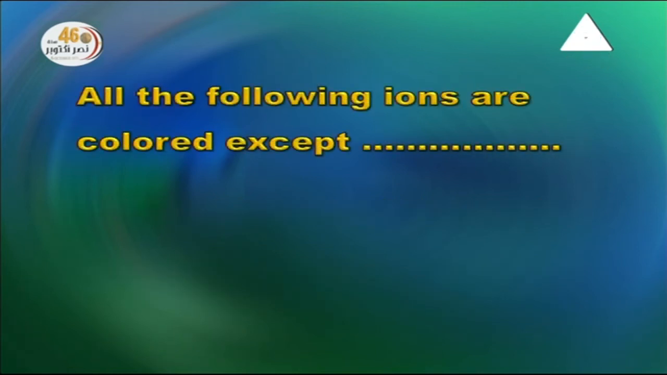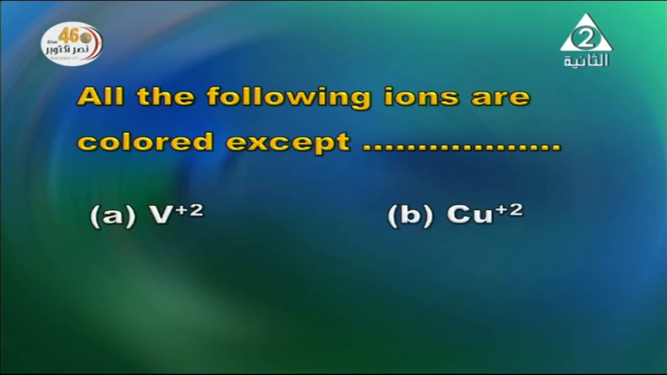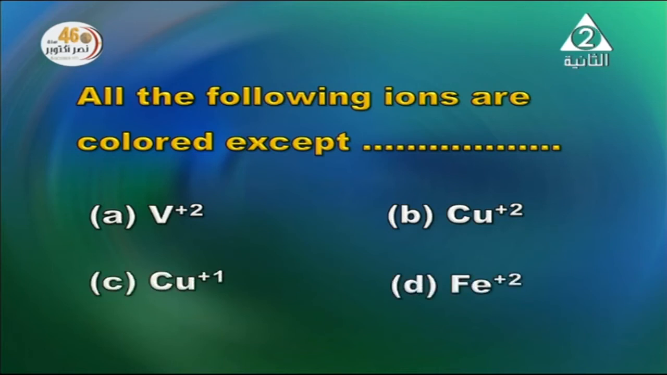Next point. All the following ions are colored except what? Vanadium 2+, copper 2+, copper 1+, iron 2+. My dear student, if you think about it, you have to know that the presence of unpaired electrons gives the color of the compound. No unpaired electron, it will be colorless. So all the following ions are colored, having unpaired electrons, except one which has no unpaired electron, which is copper 1+. Next point.